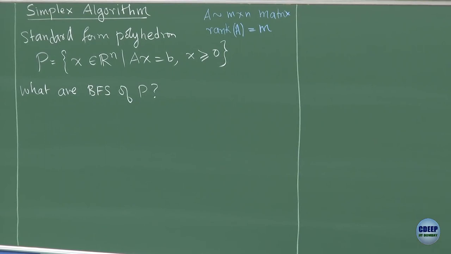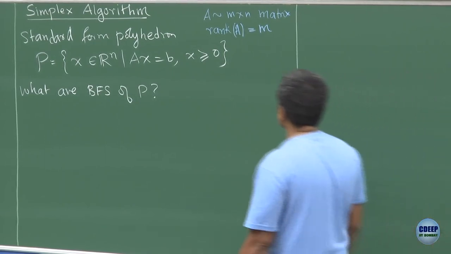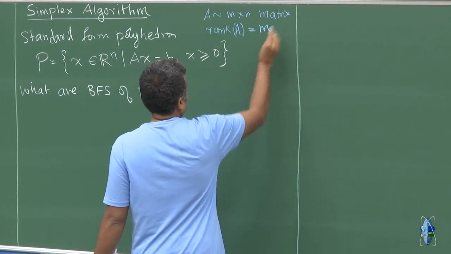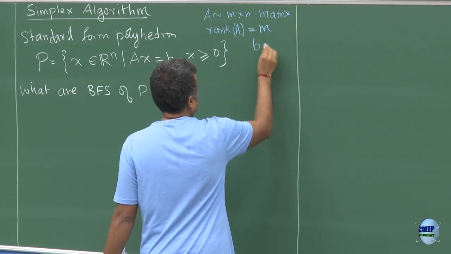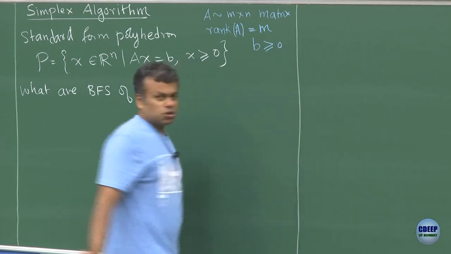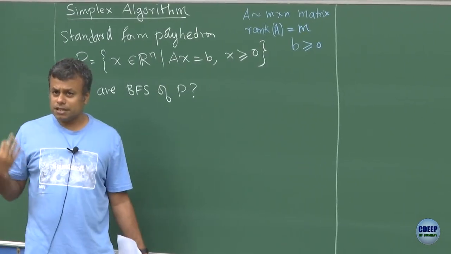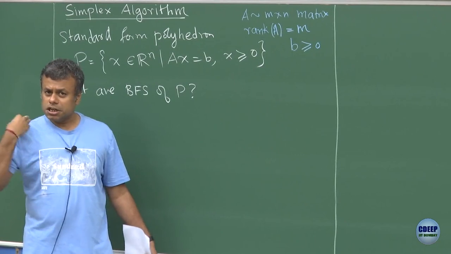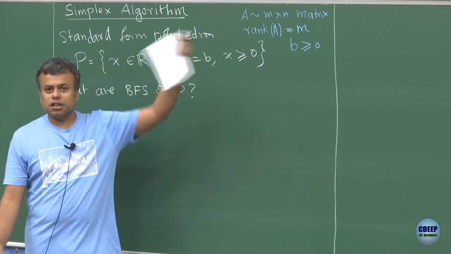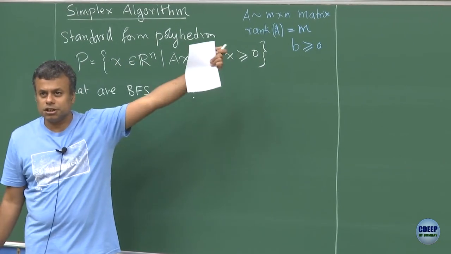That's one thing. I also can assume that my vector b is non-negative. Again, if b has some negative components, I can just multiply throughout by minus 1, since it's an equation, nothing changes. You have a question?